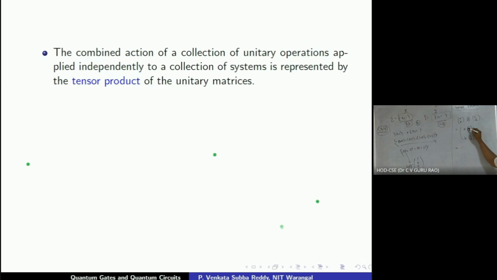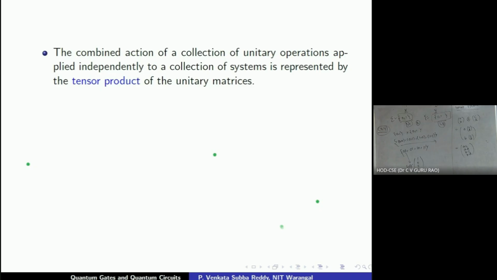Now elements you multiply, but same row you keep it. This is like a scalar multiplication. A into C, AC, A into D, BC, BD. This is called tensor product.